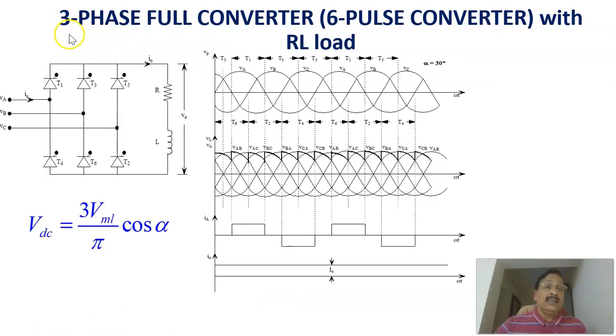If you consider a three-phase full converter, that is called a 6-pulse converter. This is what we were seeing previously. It takes a three-phase quantity, the rotor voltage, a variable voltage, variable frequency signal, and converts it to a DC quantity.